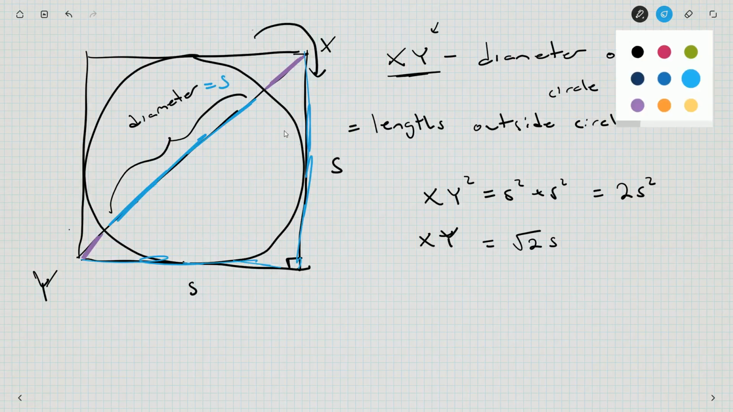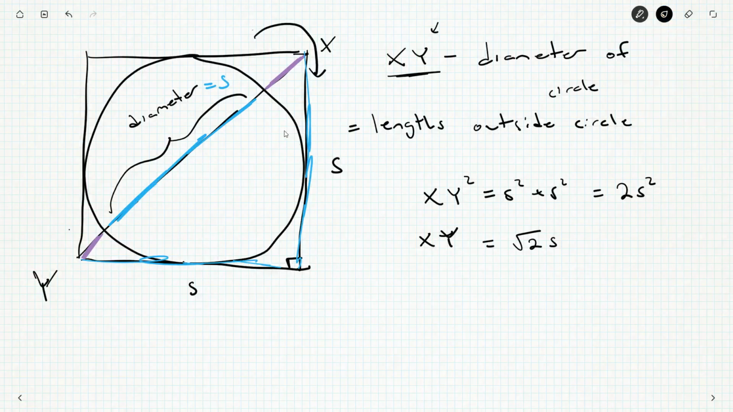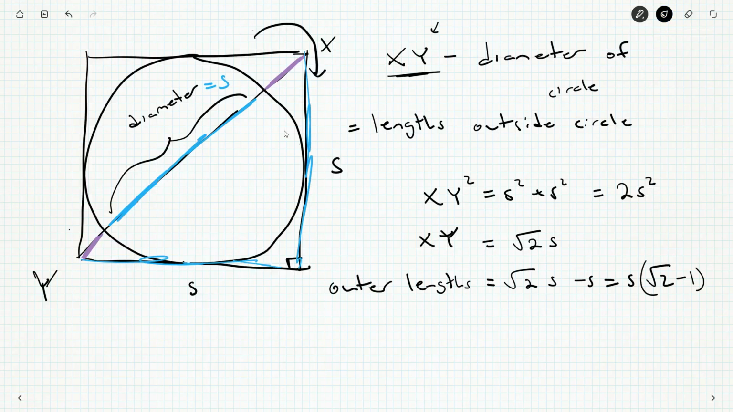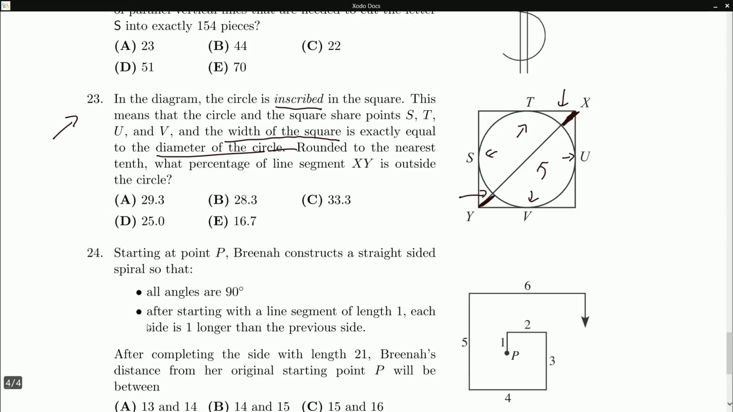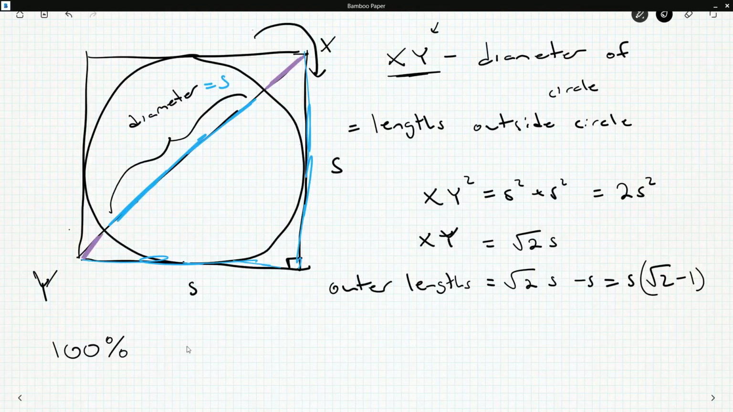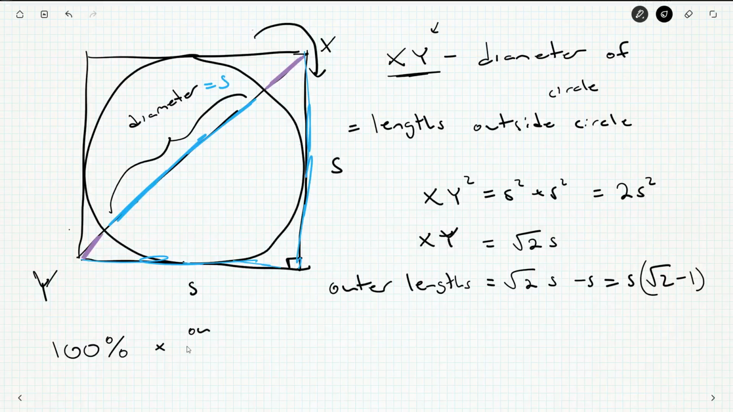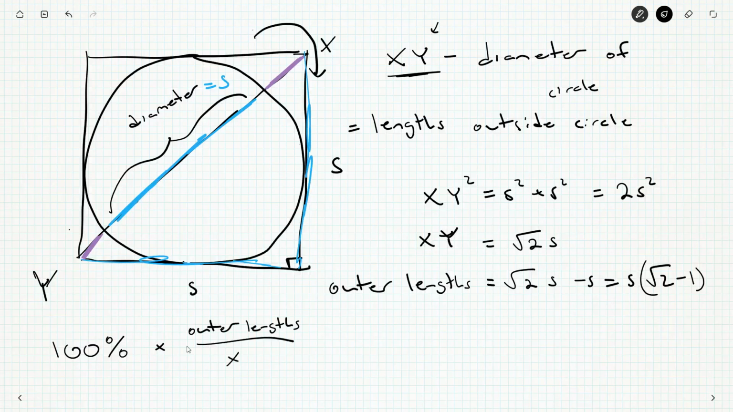So these extra bits outside, the lengths outside the circle, we'll call them outer lengths, are root 2s minus s. We'll take out a factor of s, and we'll have root 2 minus 1. Now we want that as a percentage of the total length of xy. Right? Percentage of the length segment xy that is outside the circle. So 100% times the outer lengths over the whole length xy.